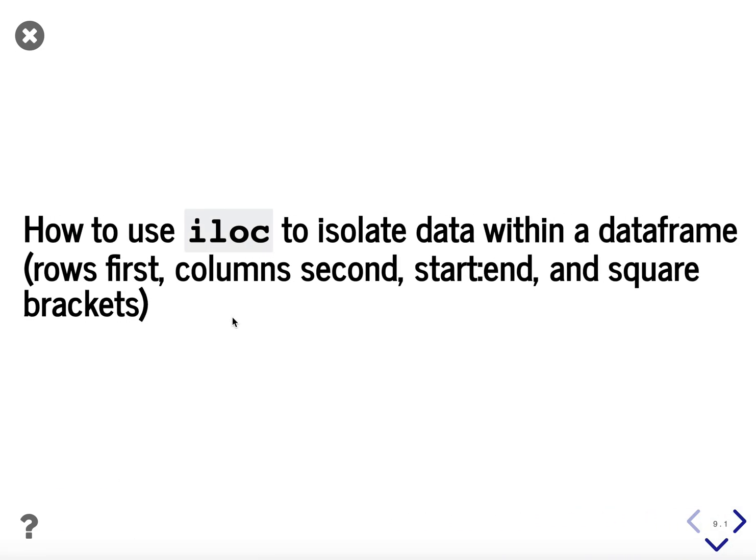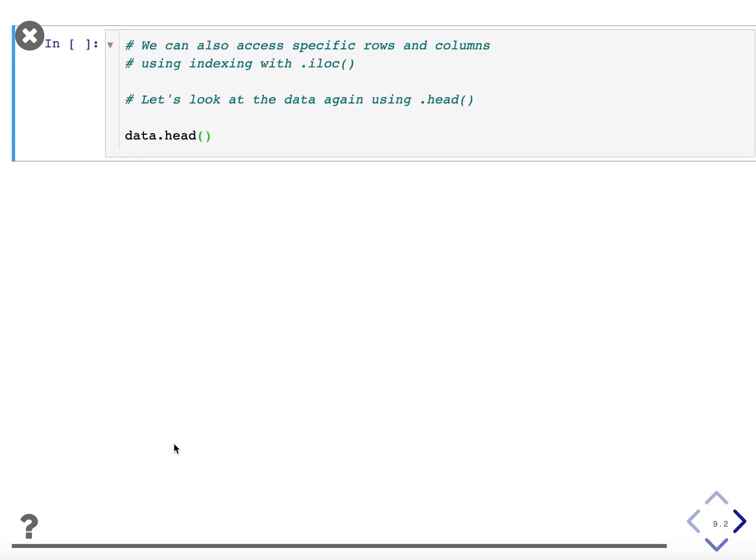Next, let's look at another way to find specific data, and this is called the iloc function. This is going to use rows and columns to find the data that you want. It's kind of like Excel, thinking of which rows and which columns you want to isolate the data from. For both the rows and the columns, you can use indexing with the start, end, colon notation that you learned about before.